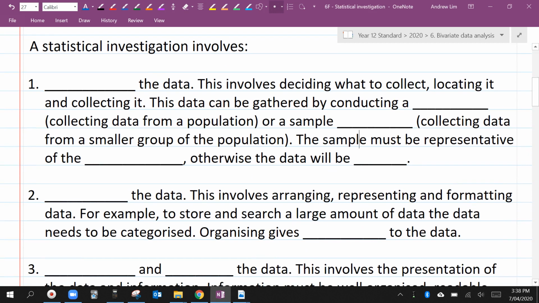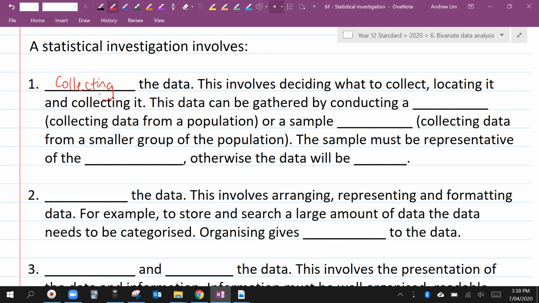In order to conduct a statistical investigation, we need to do four things. The first thing is to collect the data. What that involves is deciding what data we need to collect, where I am going to find that data, and going out to actually collect it.